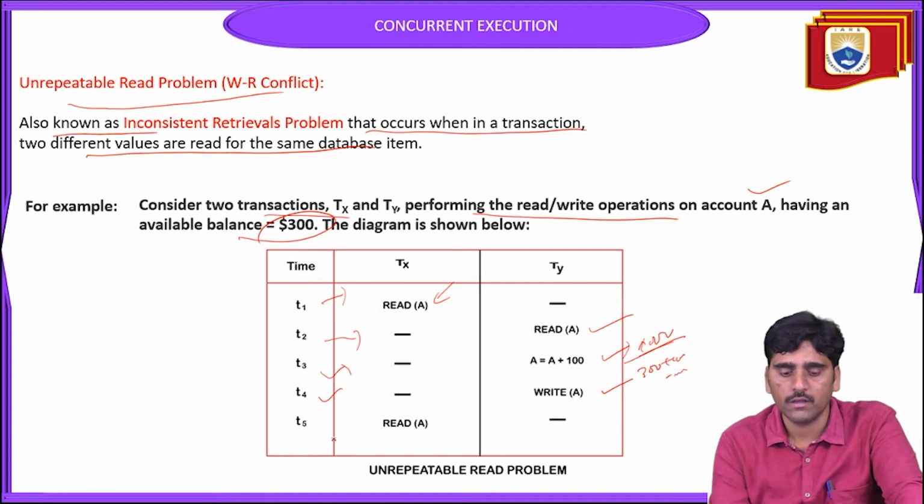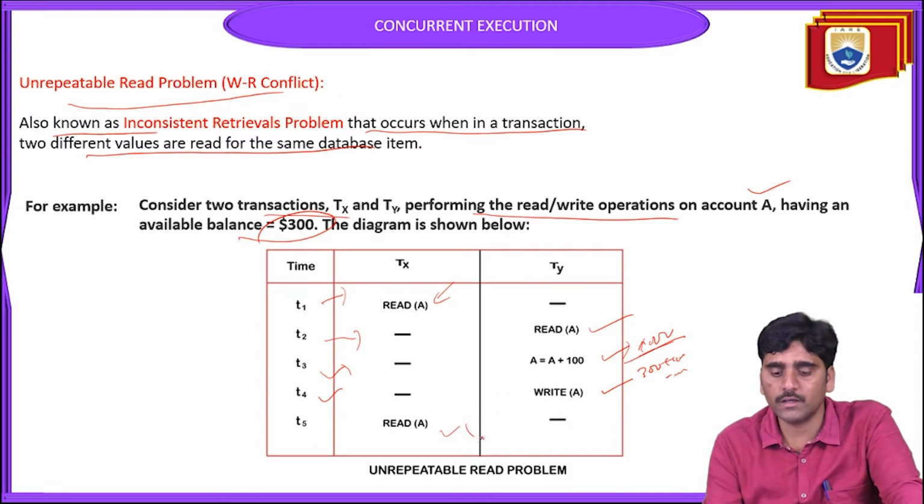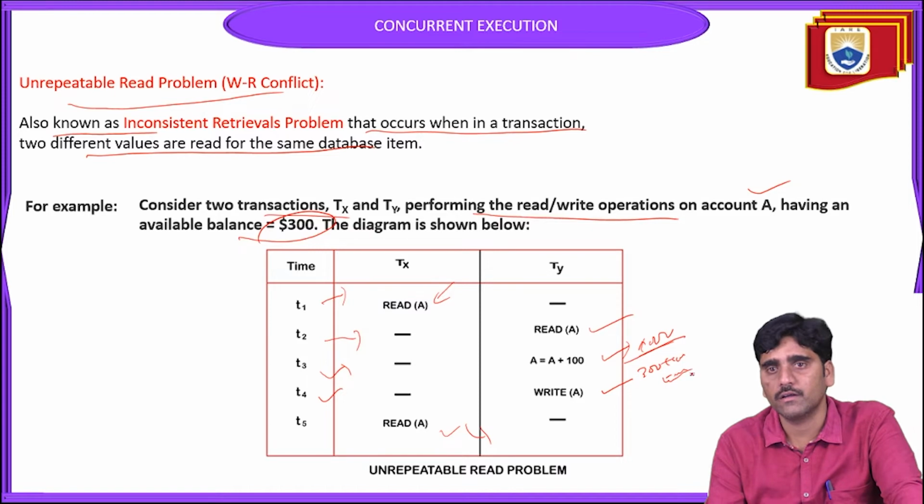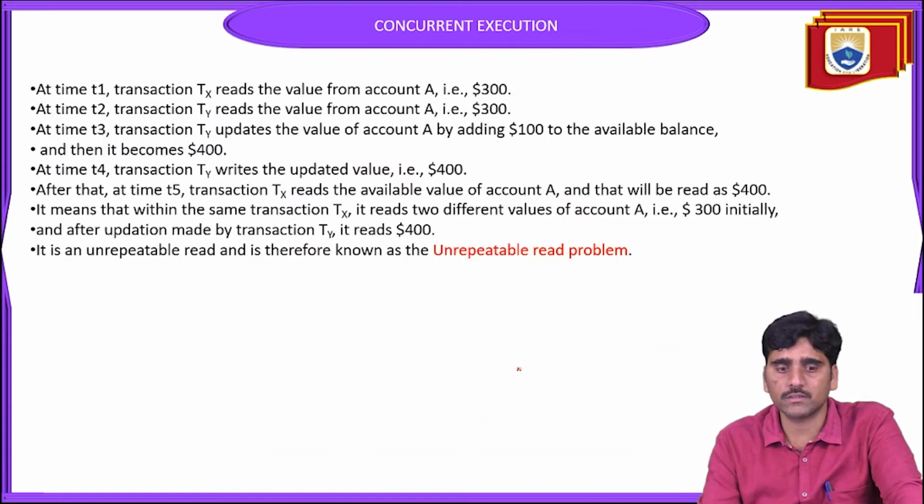At time t5, the value is read, but the value read is not 400. The value read is only 300. So after the write operation, it is conflicting with the read operation. So let us see how it works.